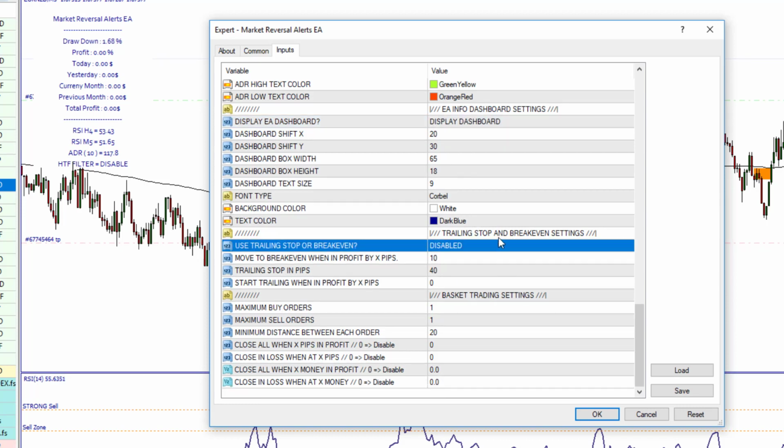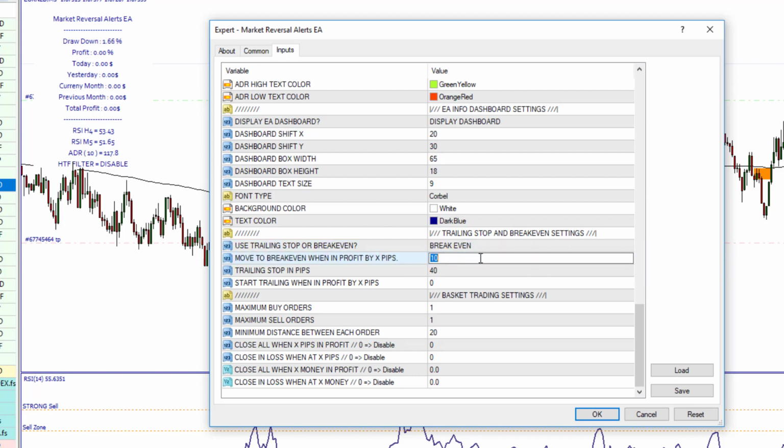We have also got trailing stop and break even settings on the EA. So you can ask the EA to automatically move your stop to break even after price has moved a certain number of pips, or you can set it to use a trailing stop, in which case it will start trailing at a specific point for you when price has got to a certain level.